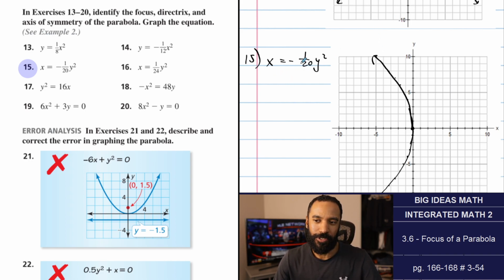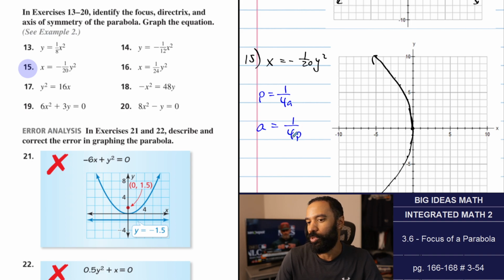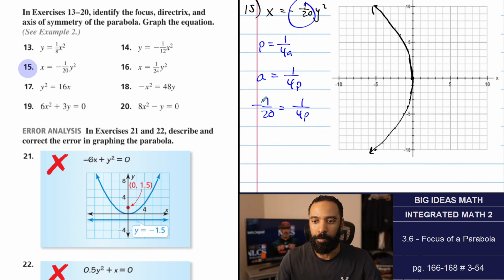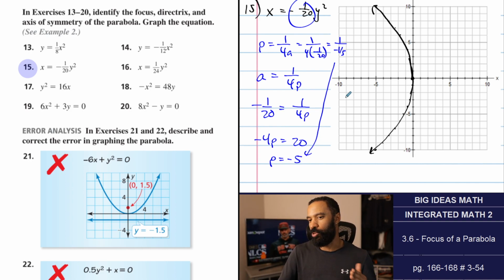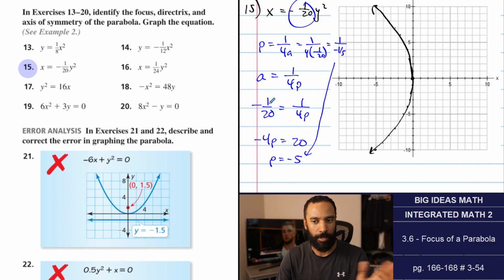Now, as far as p goes, what I've been doing is p is 1 over 4a, and also a is 1 over 4p. The reason I bring this up is because you can do this as well. Here's your a value, negative 1/20th. I could say negative 1/20th equals 1 over 4p, and cross multiply. So 4p times negative 1 is negative 4p equals 20, and divide both sides by negative 4. You get p equals negative 5. I've been doing instead 1 over 4 times negative 1/20th, which is 1 over negative 1/5, which is negative 5. Whichever way you prefer is up to you. Just make sure the negative only applies to one portion of it.